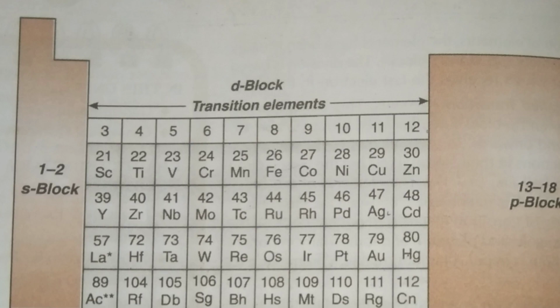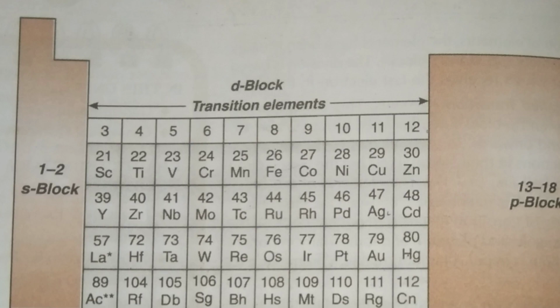There are four types of d block transition series. The first one is the scandium transition series, the second is the yttrium series, the third is the lanthanoid, and the fourth is the actinoid transition series.